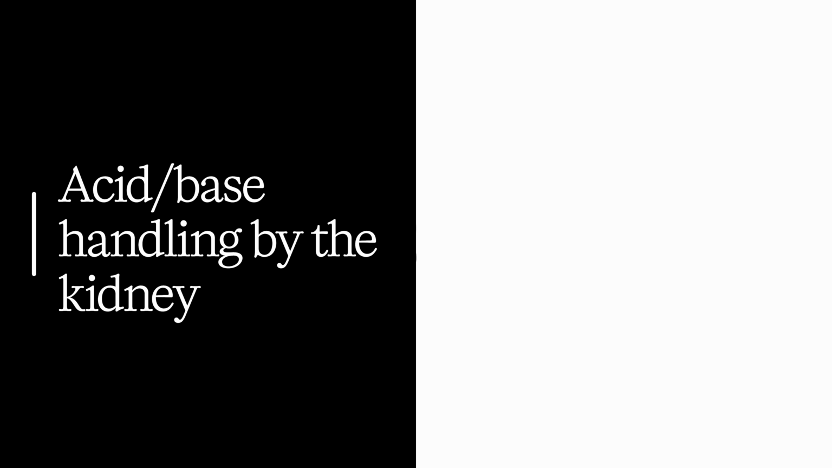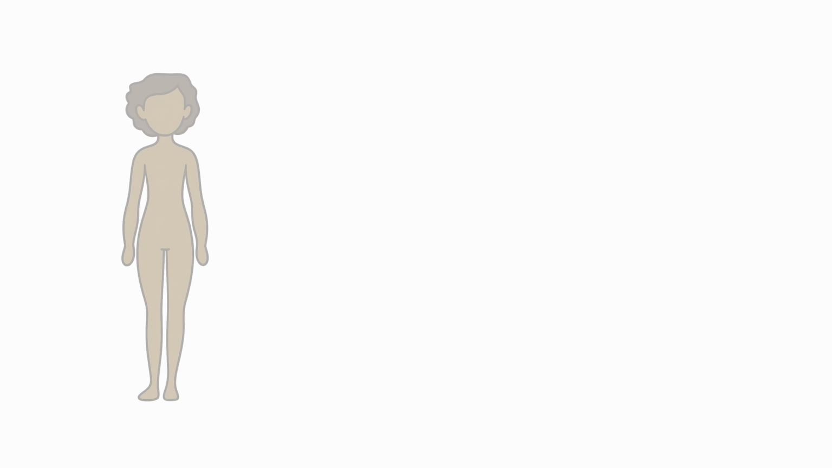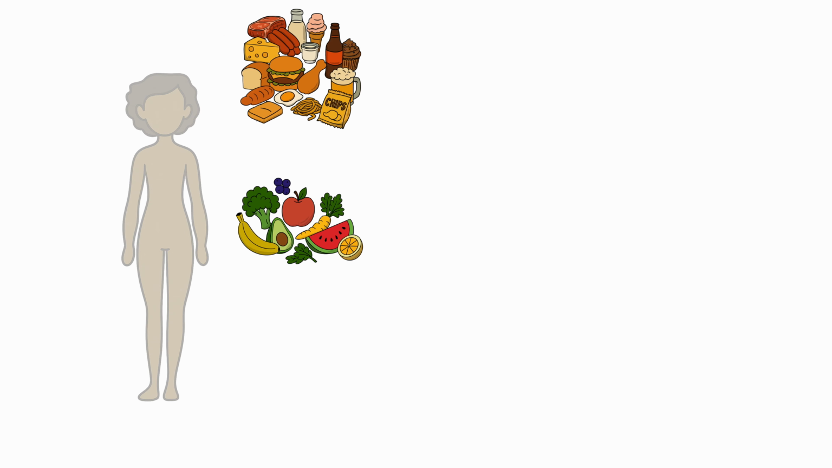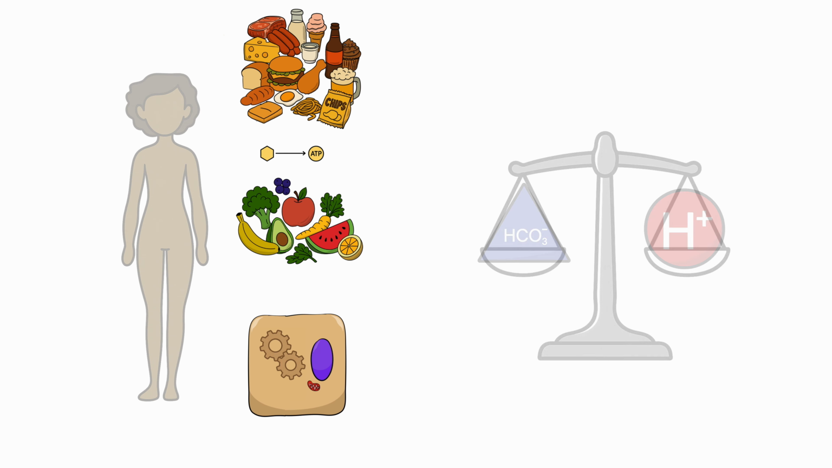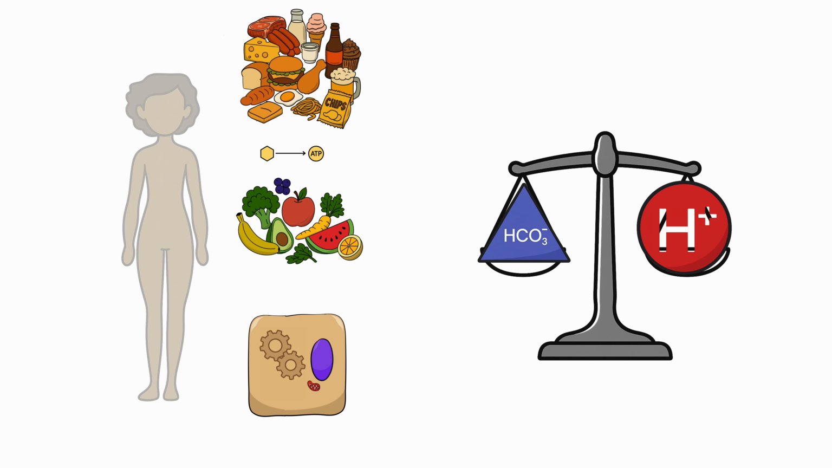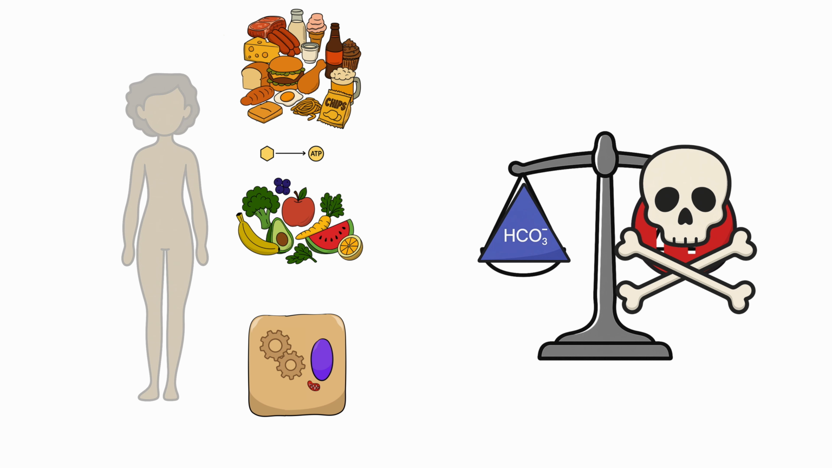Every day, our bodies produce acid. This acid comes from normal metabolism, like breaking down proteins in our diet, generating sulfuric and phosphoric acids, and from cellular processes that release carbon dioxide, which combines with water to form carbonic acid. If left unchecked, even small amounts of excess acid could be harmful.